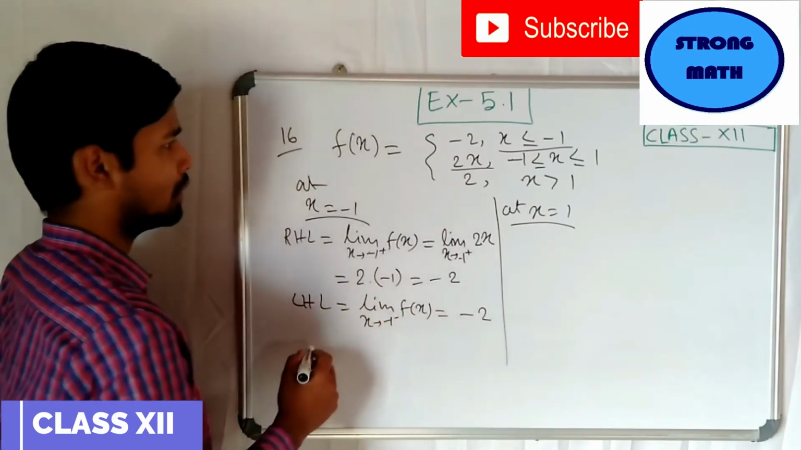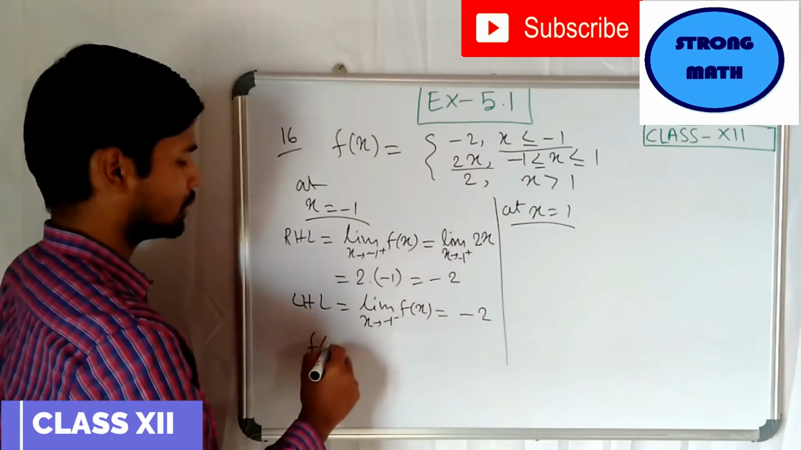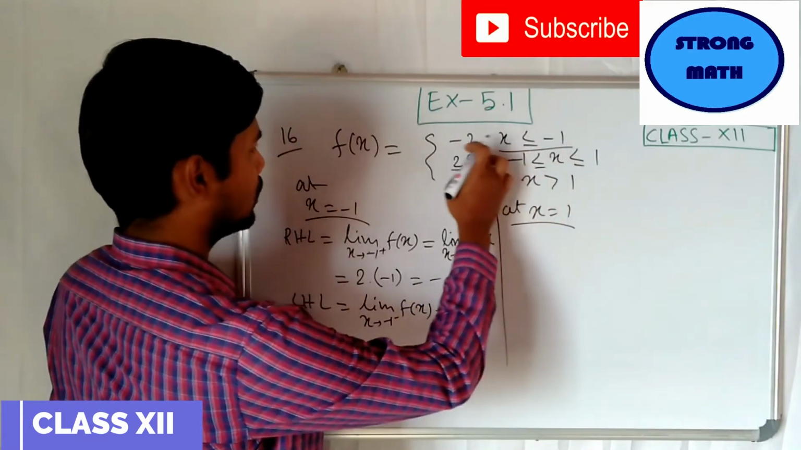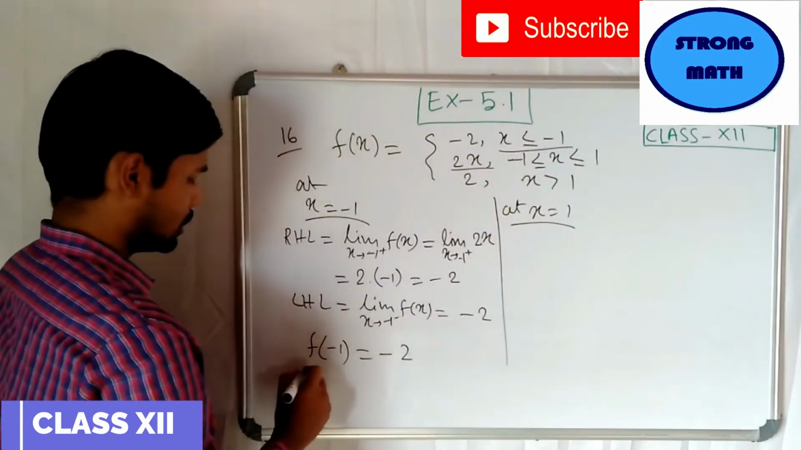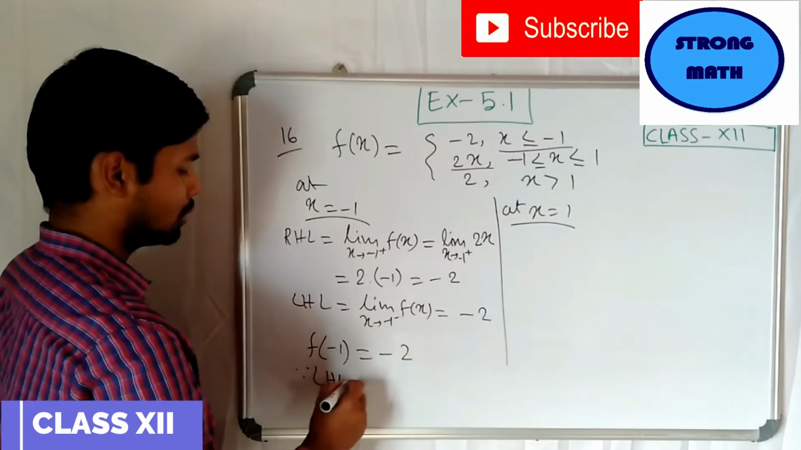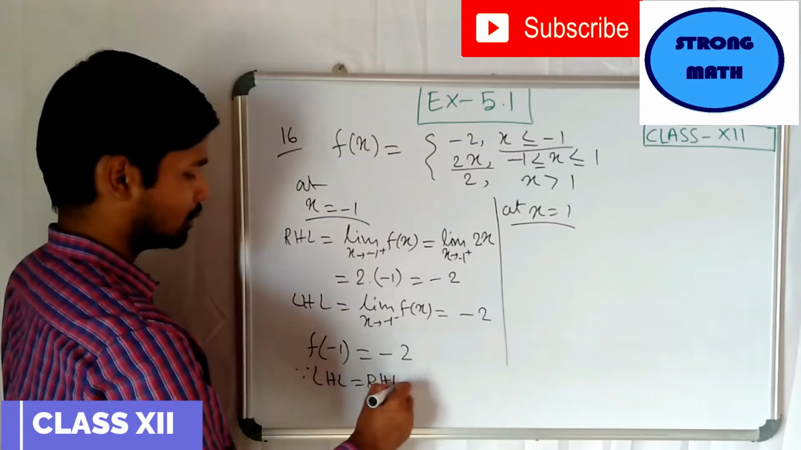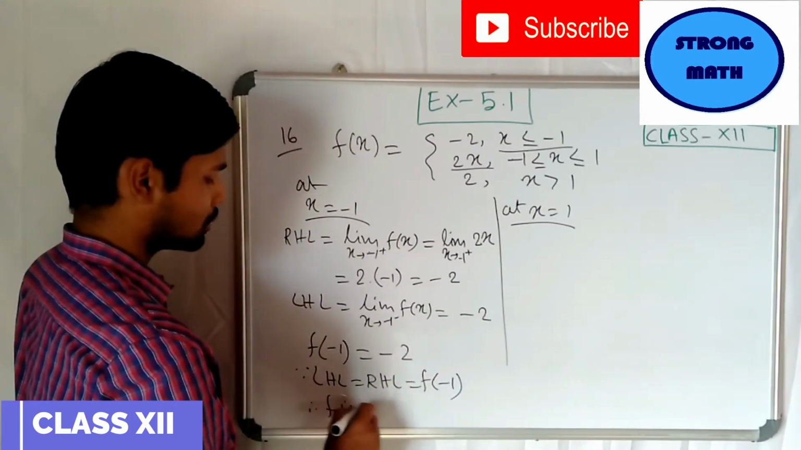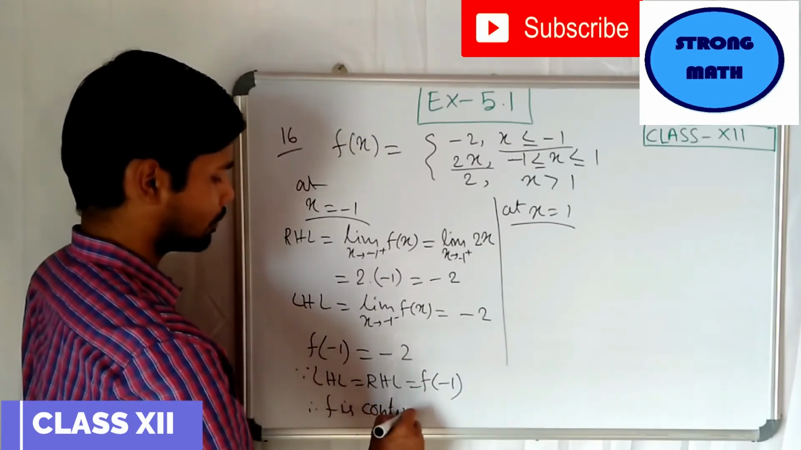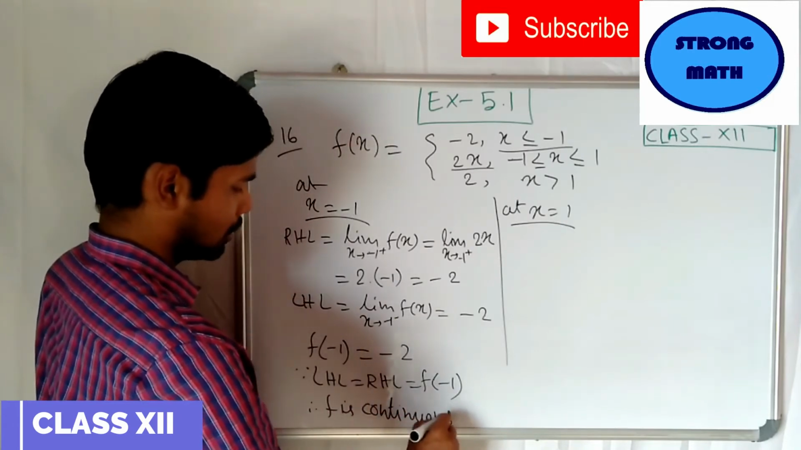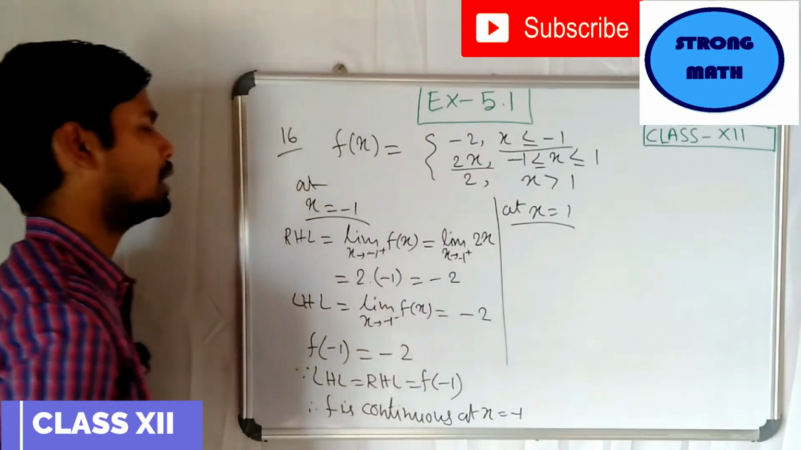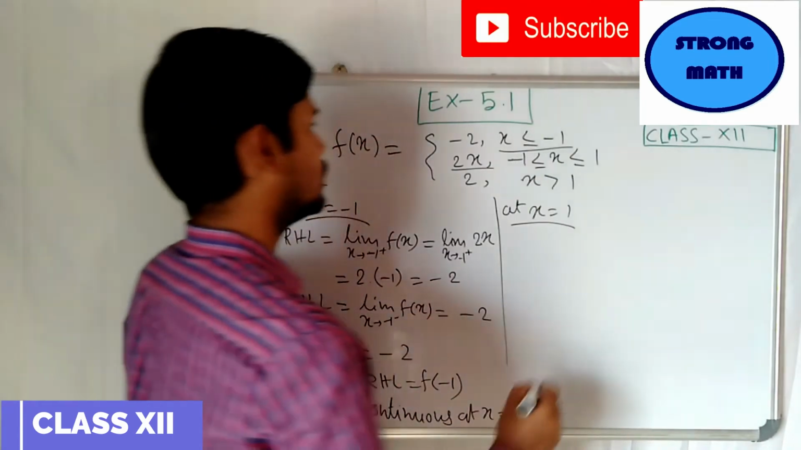So right hand limit and left hand limit are equal. Now the functional value at the point -1, at the point -1 the function is -2. Since left hand limit equals right hand limit equals functional value, therefore f is continuous at x equals -1. Similarly, we have to check at x equals 1.